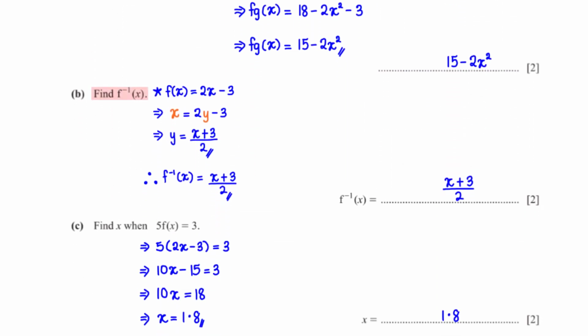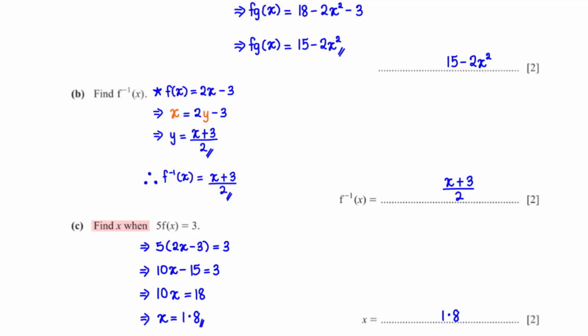Find f inverse of x. We know f of x is 2x minus 3. So in the first step, we replace f of x with x and replace x with y. When we make y the subject, this is what we have. This result we have for y is the same as f inverse of x, which means f inverse of x is also equal to x plus 3 over 2.